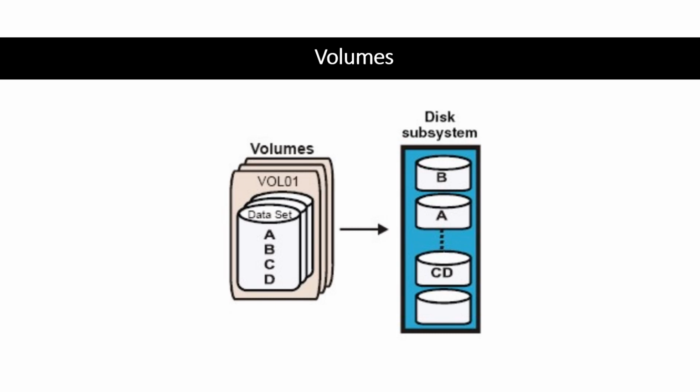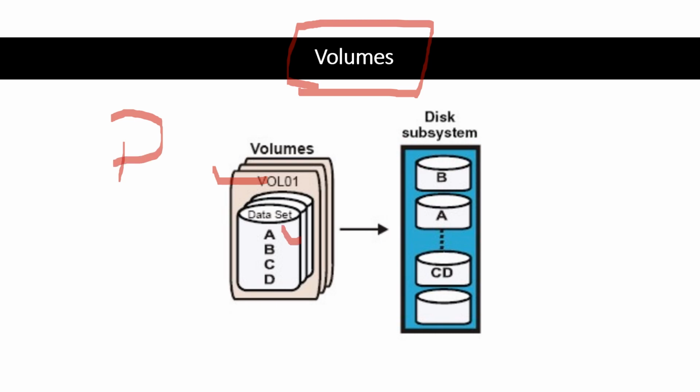Now we are going to discuss the volume. The meaning of volume has changed over time. Originally, volume was an individual disk drive, so there was a one-to-one correspondence between volume and disk drive in a z/OS system. Volumes are used to provide storage for the DASD. You already know what DASD is.